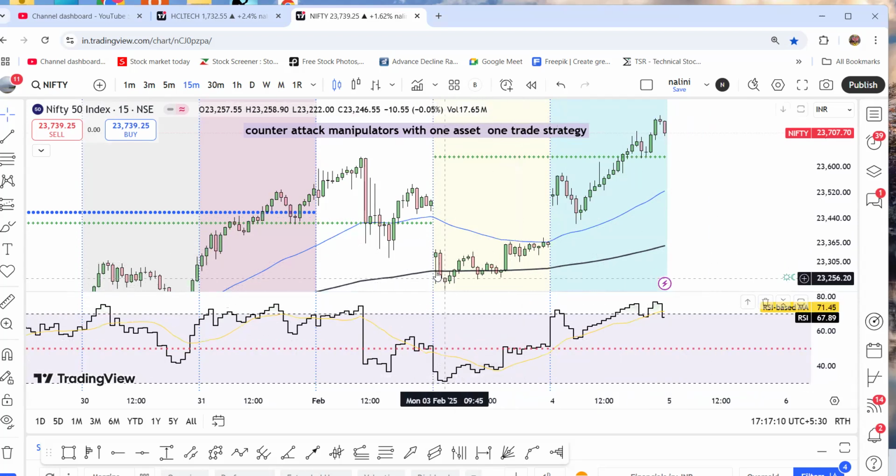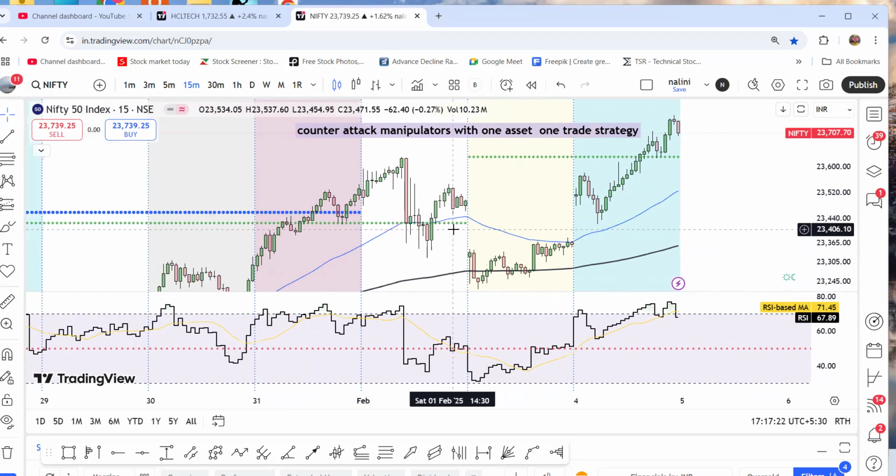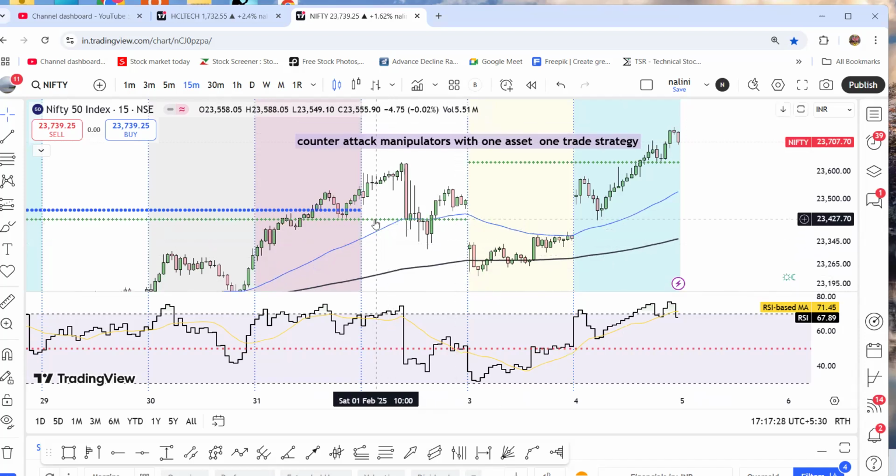RSI oversold position after the gap down. You can see this black line is the 200 period moving average and the blue line is the 50 period moving average. And these are the green lines and this box strategy. The green lines are the weekly levels and the blue line is the previous monthly low.